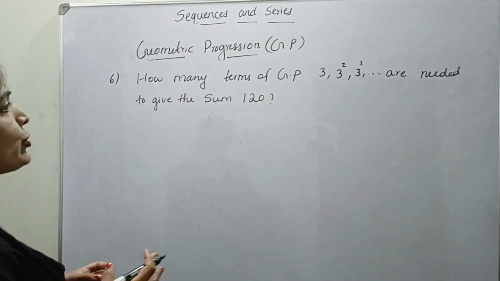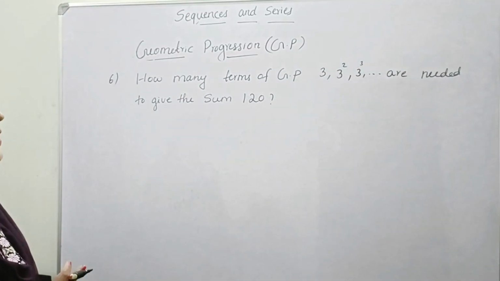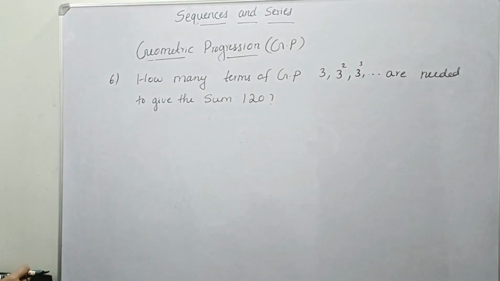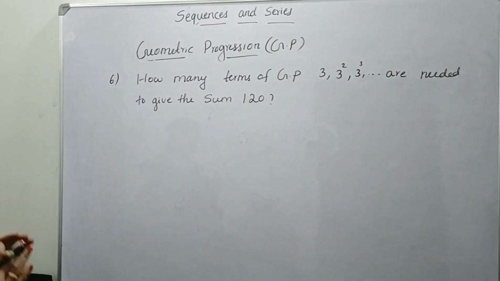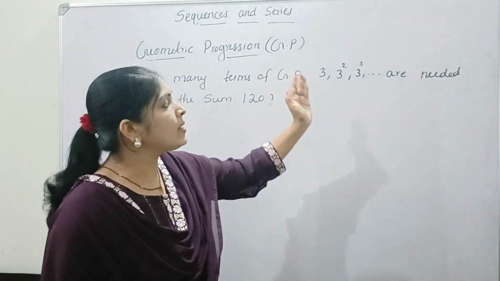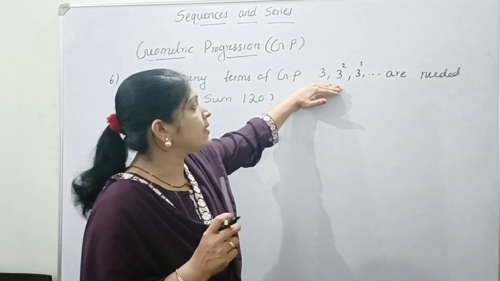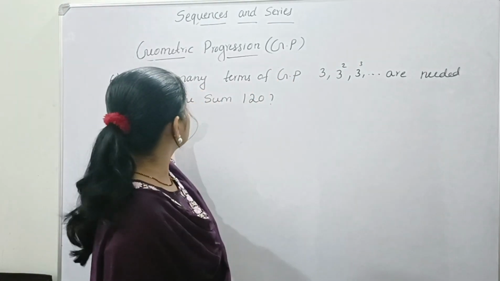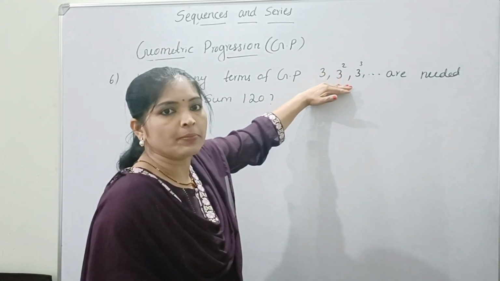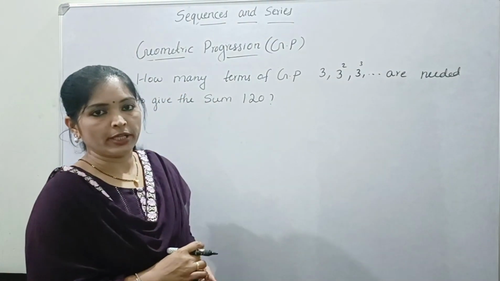Next question, it is based on sum in GP. How many terms of GP, 3, 3 square, 3 cube, etc. are needed to give the sum 120? See here, how many terms should be added to get 120? So we have to find n, that is how many terms should be added to get 120. The given sequence is in GP, that is given.